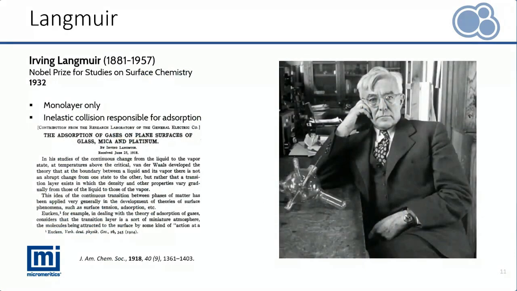Irving Langmuir was the first person who described using adsorption studies to calculate the surface area of materials. In 1932, he was awarded the Nobel Prize for his studies on surface chemistry. His assumptions were that during adsorption on surfaces, only a monolayer of adsorbate is formed and that the adsorption is triggered by an inelastic collision.